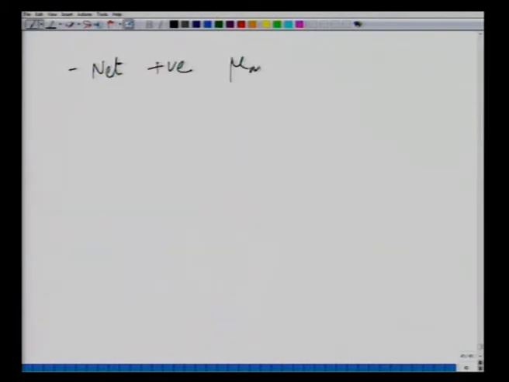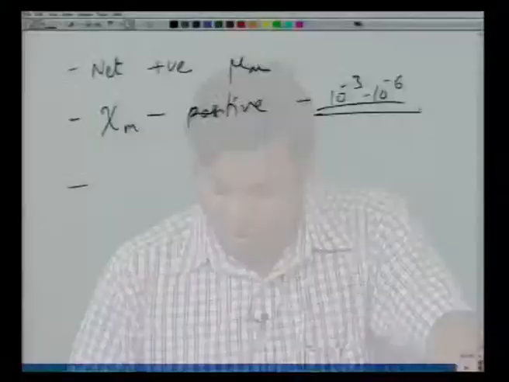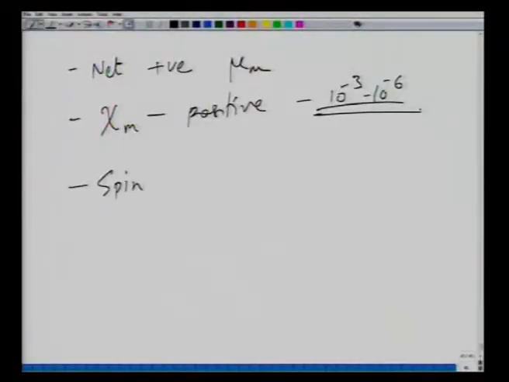This gives rise to a susceptibility which is positive, but the overall effect remains small, because the overall value is only 10 to the power minus 3 to minus 6 with respect to the applied field. So M by H is essentially of the order 10 to the minus 3 to minus 6. Now, you have two kinds of magnetism, as we said earlier: you have spin and you have orbit.